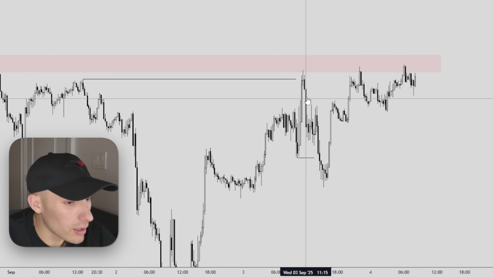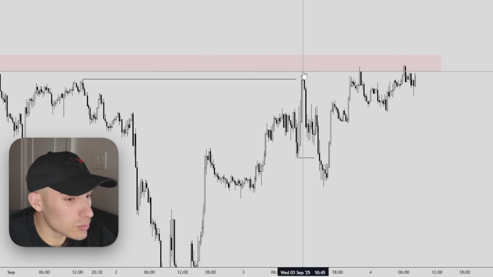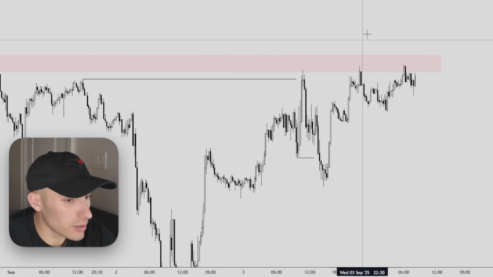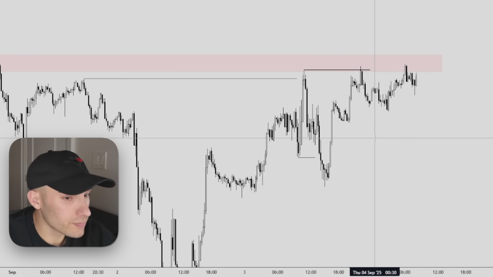Okay, why? We're now going to have liquidity above this high. This is where sellers are going to be tucking their stop losses. Okay, so look how price runs for that high.